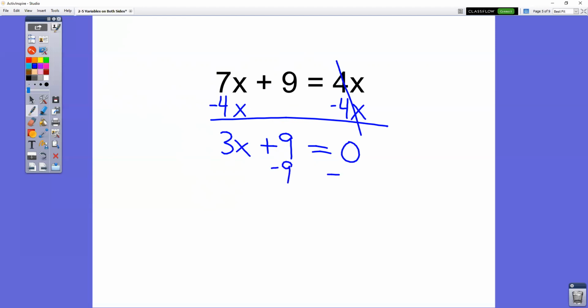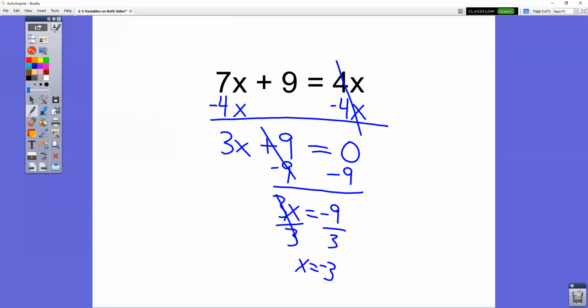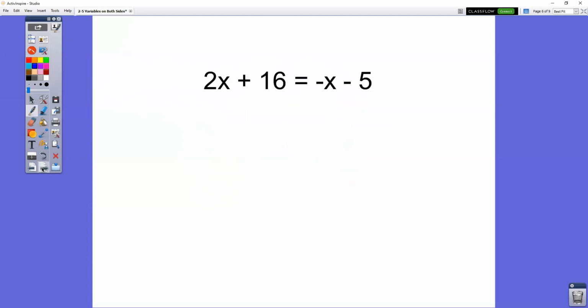So now here's our equation that we're going to solve, just a two-step equation. So 3x equals negative 9. Divide by 3's, x equals negative 3. Go ahead and try this next one on your own, please. I'm going to give you about 1 minute to do it.